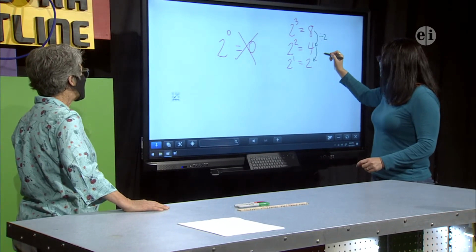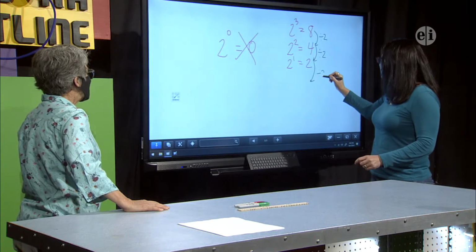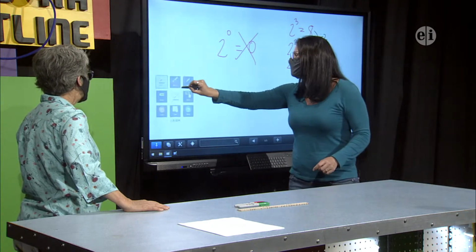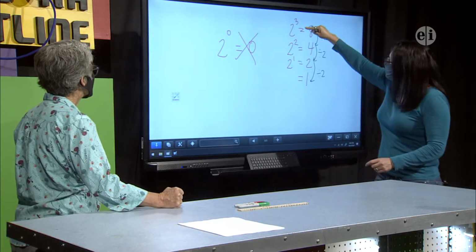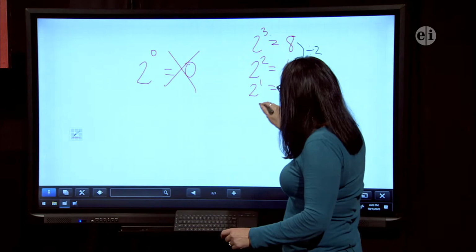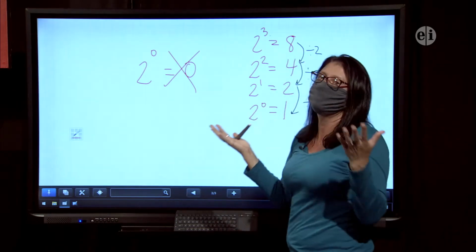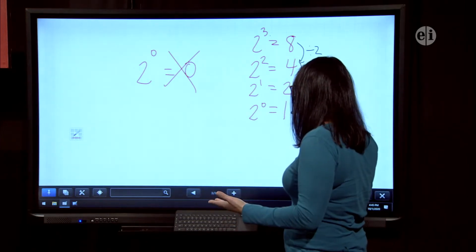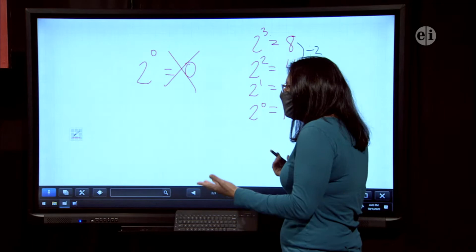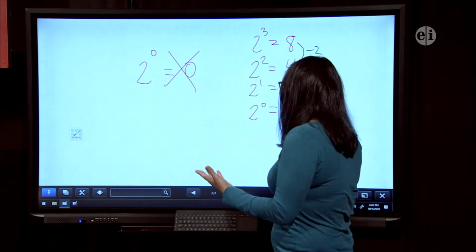Same thing, and then do it again. What's 2 divided by 2? 1. And look what's happening to my exponents. I go from 3 to 2 to 1, so then it's 2 to the 0. There are multiple ways I'll show you, but that's the big idea. We don't actually have a 0 anywhere because we're in multiply, divide. So that is basically how you can prove it to yourself.